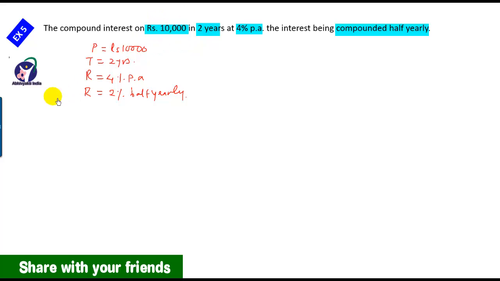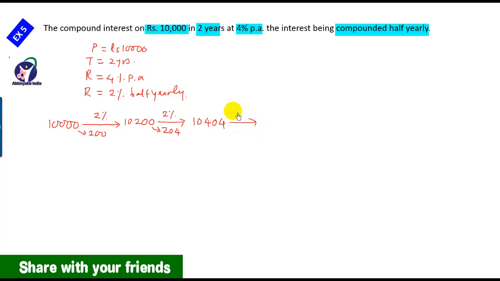And the principal is 10,000 rupees. So for 10,000 rupees, the interest for the first half year, means first 6 months, at the rate of 2% will be 200 rupees, and therefore the total amount will be 10,000 plus 200, that is equal to 10,200. Now in the second half, again the 2% interest will be there on this amount, that is 10,200, and so it will be 204, and so the total amount will be 10,200 plus 204, that is equal to 10,404.